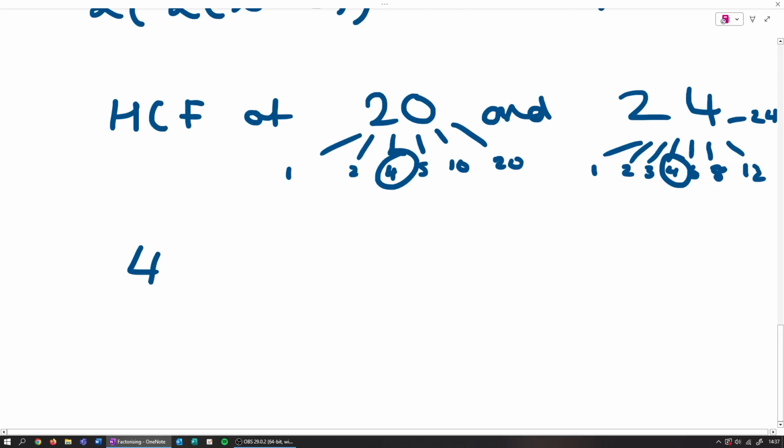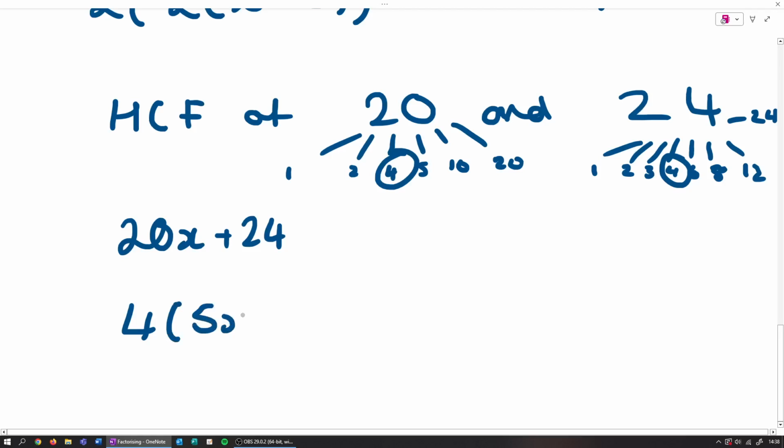So we sub the 4 out. Let's just say this was 20x plus 24, for instance. We could sub the 4 out. 20 divided by 4 is 5, so we have 5x left here. And 24 divided by 4 is 6.